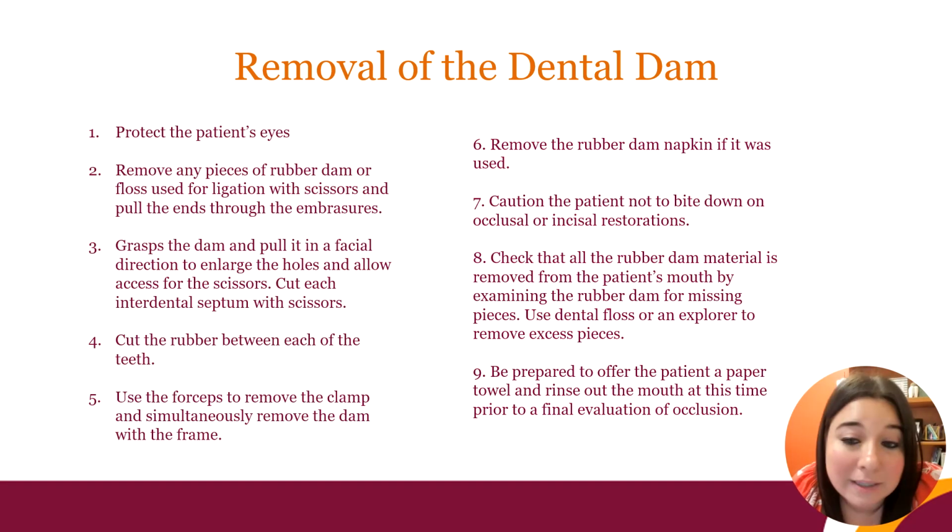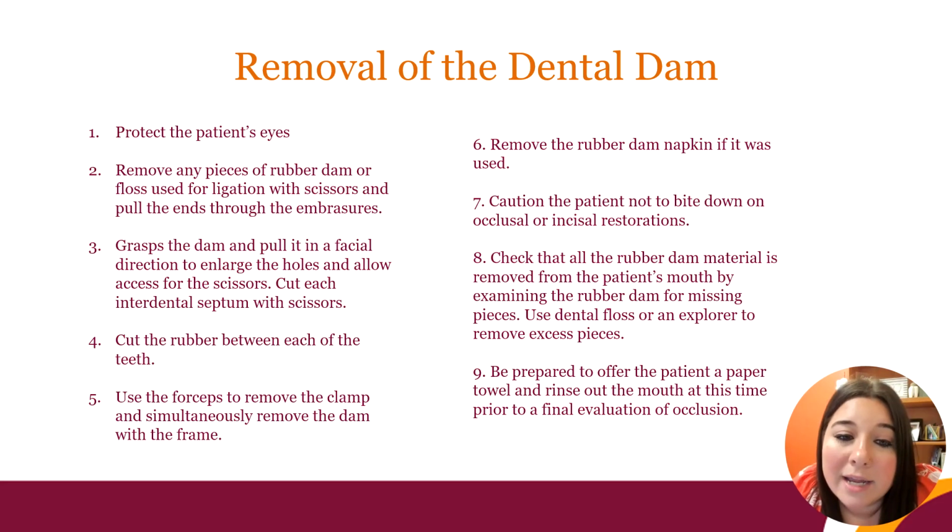We're going to first protect the patient's eyes in case anything flies off of there, like a clamp. We're going to remove any pieces of rubber dam or floss used for ligation with scissors and pull the ends through the embrasures. We're going to grasp the dam and pull it in a facial direction to enlarge the hole and allow access for the scissors.